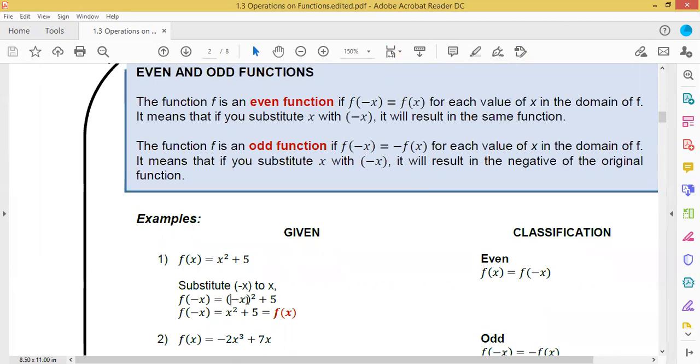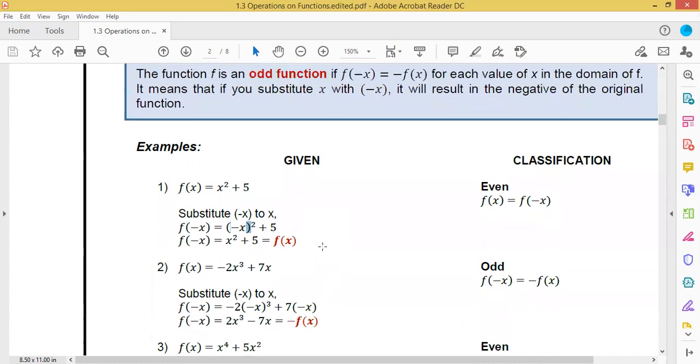Example, negative x squared is equal to x squared plus 5. So the f of negative x is x squared plus 5. That is the same as f of x. Since f of x and the value of f of negative x are the same, then we call it an even function. Let's go to the second one. f of x equals negative 2 times x cubed plus 7x.